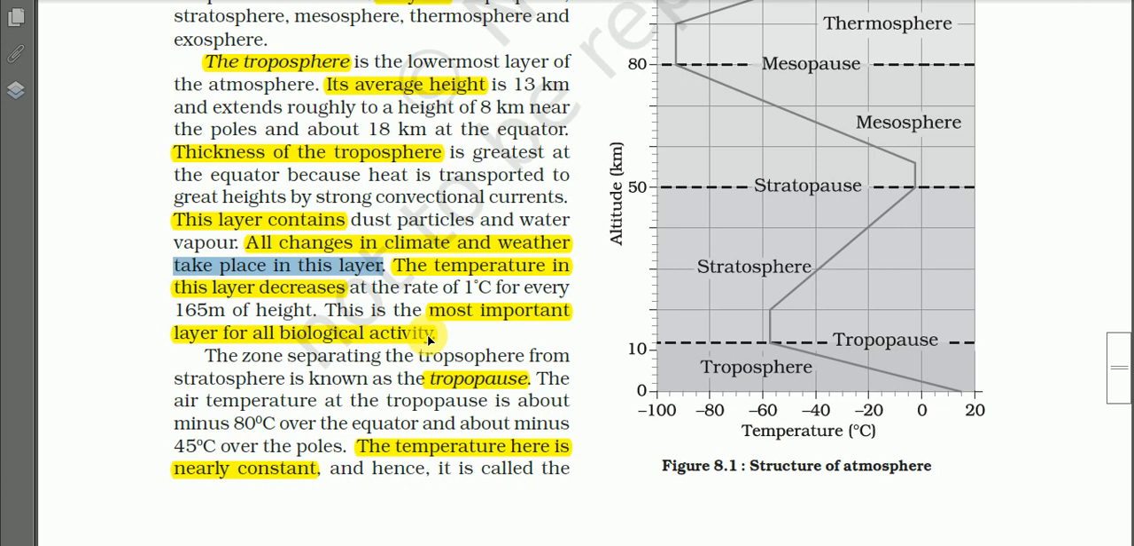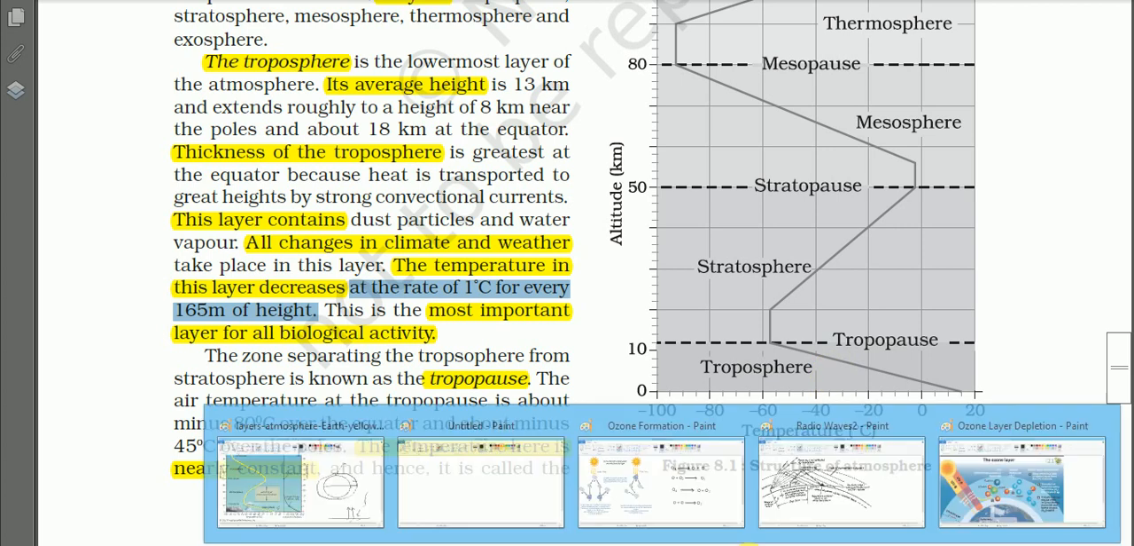One more feature you have to know is that the temperature in this layer decreases at the rate of 1 degree Celsius for every 165 meters of height. This is what we call the normal lapse rate. You may also be seeing it in this diagram.